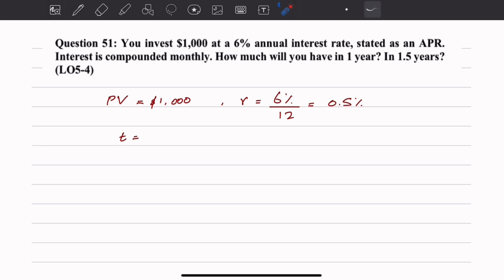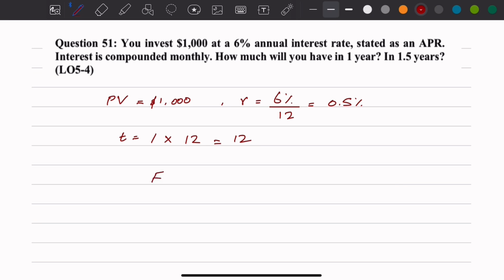For the time, in the first part, we have 1 year. We're going to multiply it by the number of compounding times that will occur in 1 year. So 1 is going to be multiplied by 12, and that gives us 12.